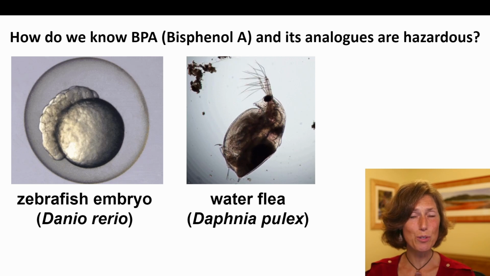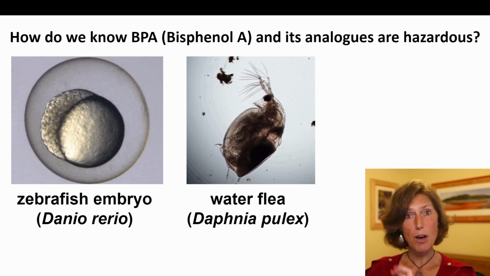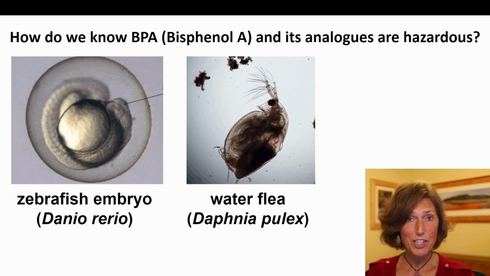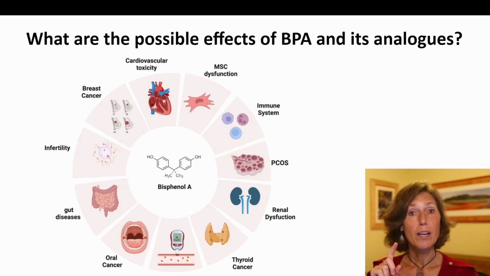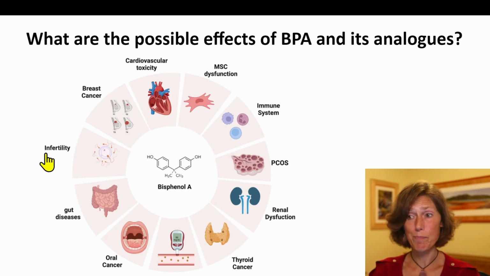Well, scientists had to use some model organisms to study their effect. 2 key model organisms, because we can see their cells so easily, include the zebrafish embryo and the water flea. If we're just focusing on the BPA, what are its possible hazardous effects on the body? This image here suggests it's a whole bunch. From the immune system to the excretory system, to the digestive system, to the reproductive system, to the circulatory system, clearly BPA affects many different systems.